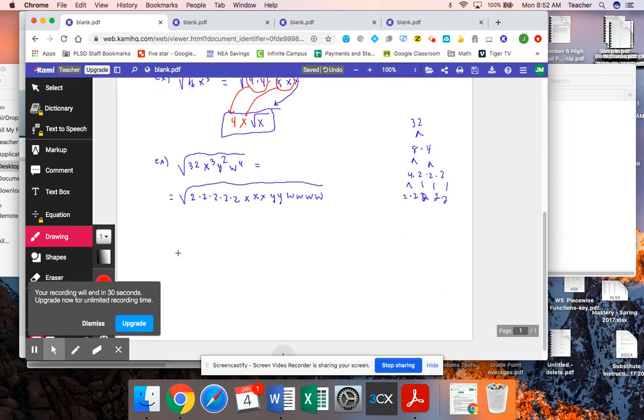All right, now I'm going to do this kind of quickly. My time is waning. 1, 2, 3, 4, 5, 6 pairs. So it's 2 times 2 times x times y times w times w. That's all of those things. And I still have in there a 2 and an x. Let me simplify this. This is 4xyw squared, square root of 2x.